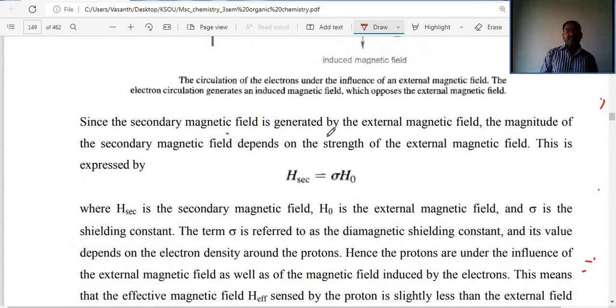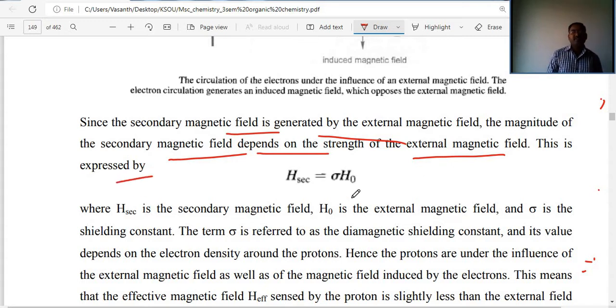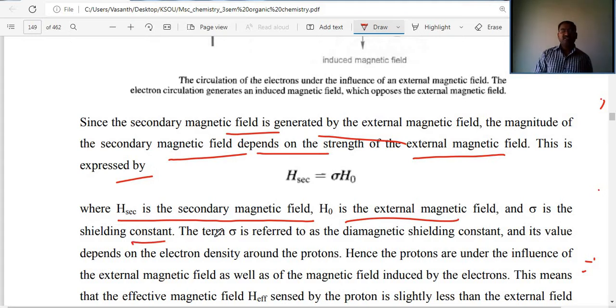The secondary magnetic field is generated by the external magnetic field. The magnitude of the secondary magnetic field depends upon the strength of the external magnetic field, thus represented by H secondary equals sigma into H0, where H secondary is the secondary magnetic field, H0 is the external magnetic field, and sigma is the shielding constant.